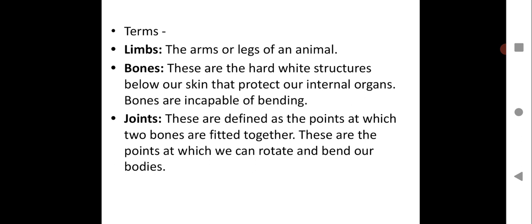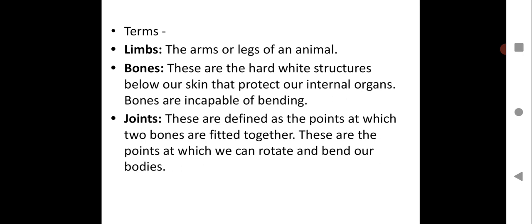Whereas here, let us see what bones are. These are the hard white structures below our skin that protect our internal organs, and bones are incapable of bending. So they are the white hard structures. You must have seen these, children. Somewhere you have all seen bones, hopefully, and they are below our skin and protect our internal organs. Bones are incapable of bending. So we have joints in our bones that help us to bend.